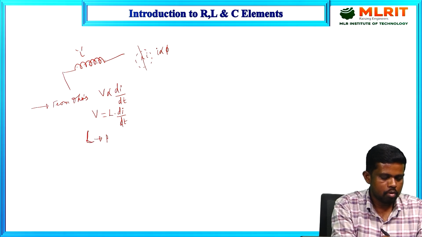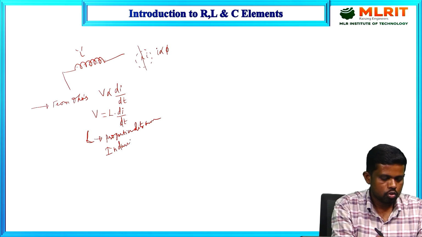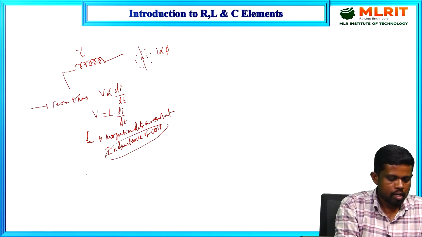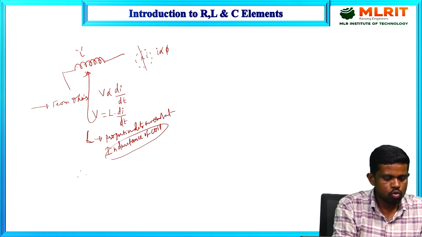L is a proportionality constant, and also we can say it is the inductance of the coil. So finally, this is the voltage we have got across the inductive element.